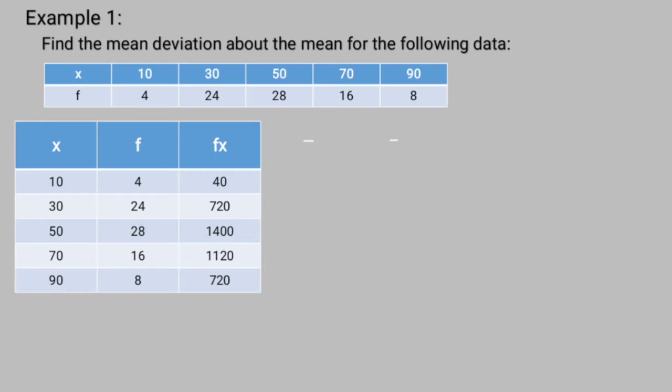Now I'm going to find the mean. What is the mean formula? Sigma fx by sigma f. For that I need sigma f, so I added all the frequencies. Sigma f is equal to 80 and sigma fx is equal to 4000. Now I substitute in the mean formula: sigma fx is 4000 by sigma f is 80. So 4000 divided by 80 is equal to 50, and this is the mean. We represent the mean as x bar.